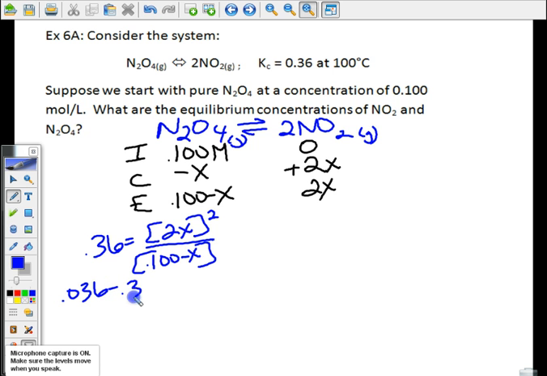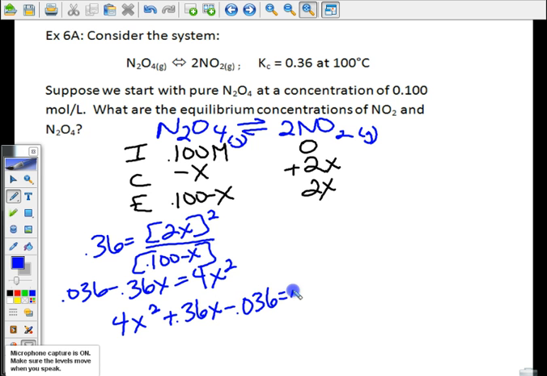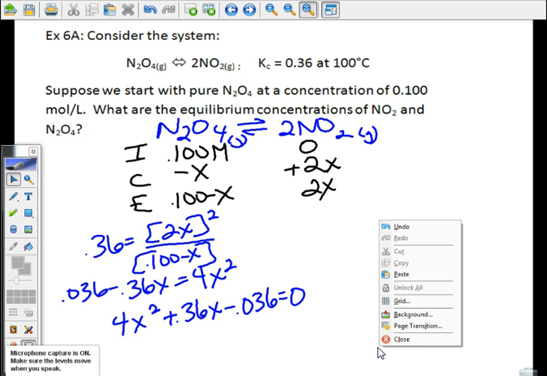0.036 minus 0.36x equals 4x squared. That's just multiplying the denominator onto the other side. So if I put this all on one side, I have 4x squared plus 0.36x minus 0.036 equals 0. And I can solve. I remember from checking calculators on the test, some of you have the quadratic equation program in your calculator. You can just enter A, B, C, and it gives it to you.